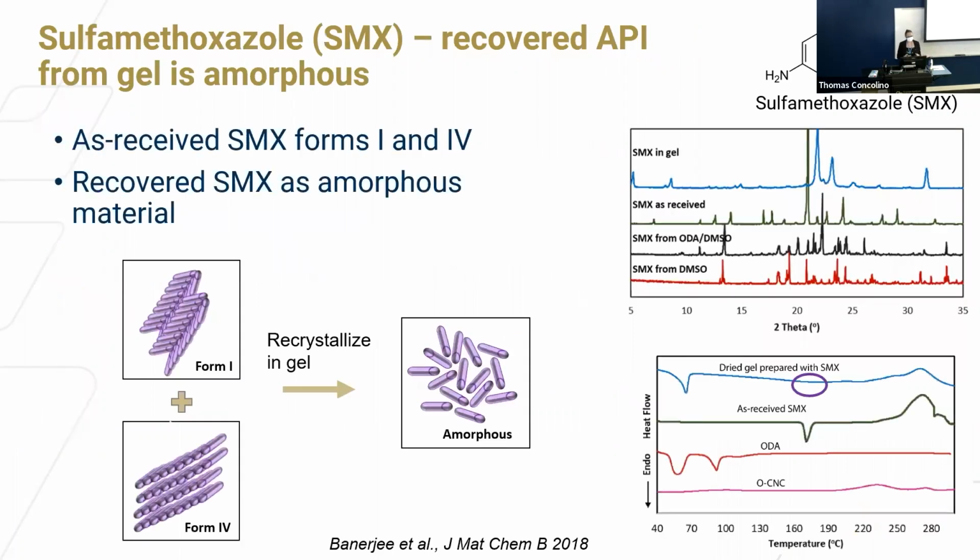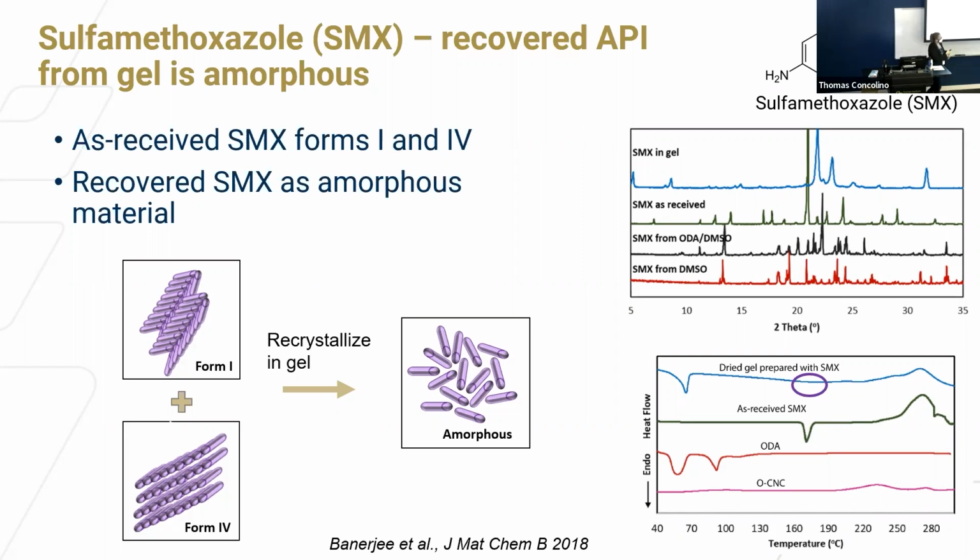And so it's a concern we're going to have to think about going forward. Then we looked into, okay, what form is crystallizing when we do this? So our sulfamethoxazole, when we purchase it from Sigma Aldrich, or whoever, comes as forms 1 and 4. And when we did this process to precipitate our drug in these gels, we got sulfamethoxazole recovered as an amorphous material. So it wasn't even crystalline in this case.